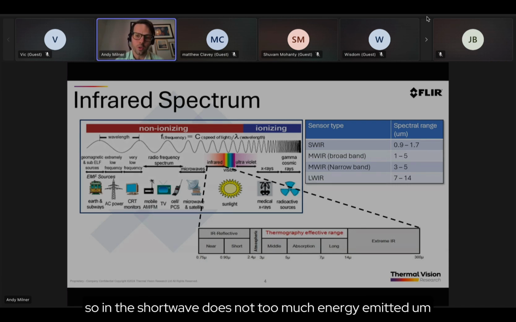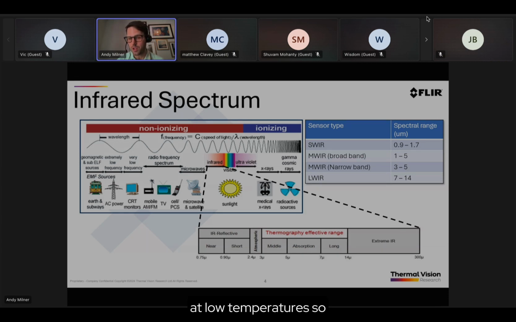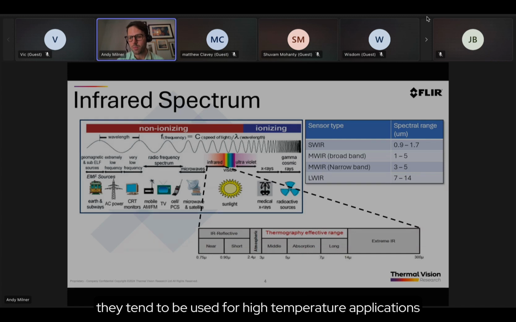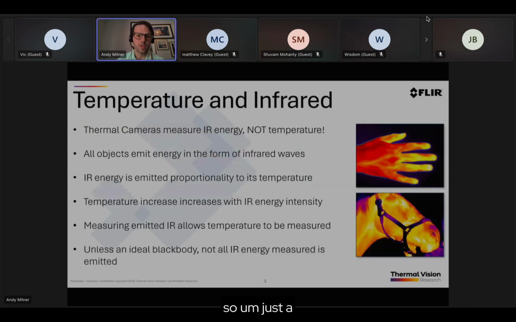In the shortwave, there's not too much energy emitted at low temperatures, so they tend to be used for high temperature applications, usually 400 degrees and above. But generally, when we're talking about the cameras, the cooled cameras are the mid-wave, and the long-wave cameras are the uncooled cameras. So just a bit about what it actually means to measure temperature and the relationship with infrared.